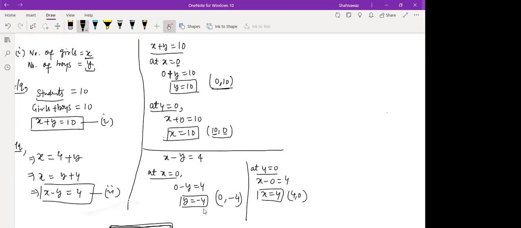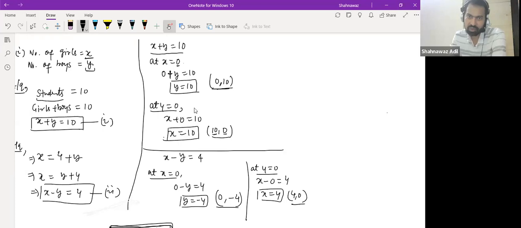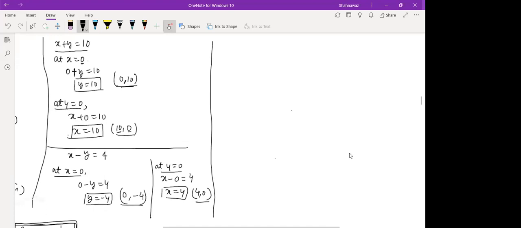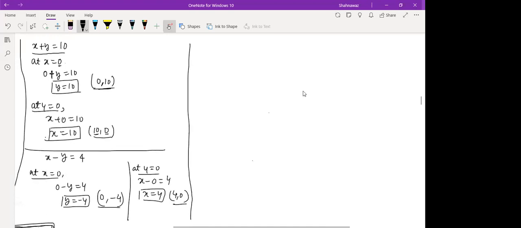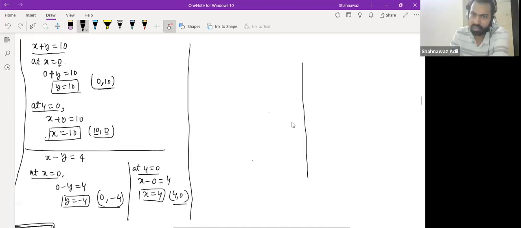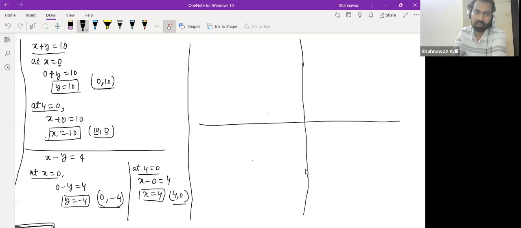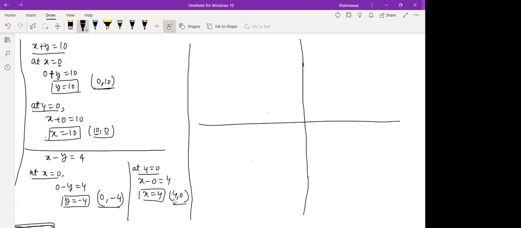Now we have also the points for this one and we have also the points for this one. So now we will draw the graph. We have all the points. Now we will draw the graph. So this is our x, right? And this is our y. So you see that x is going up to 10, right?